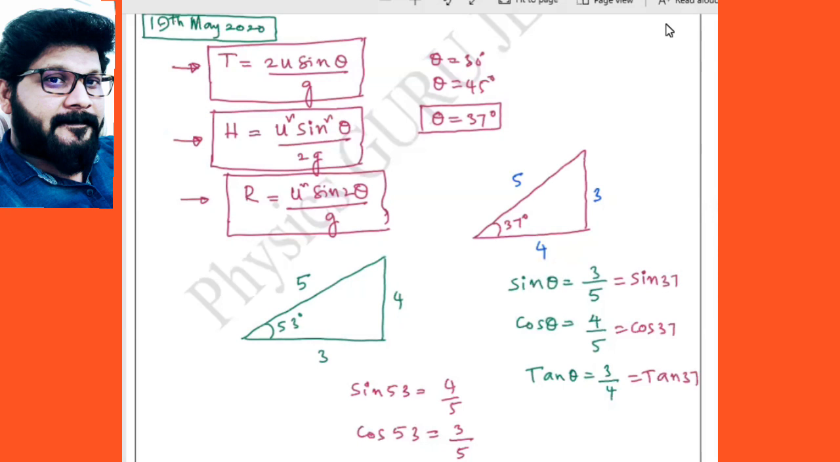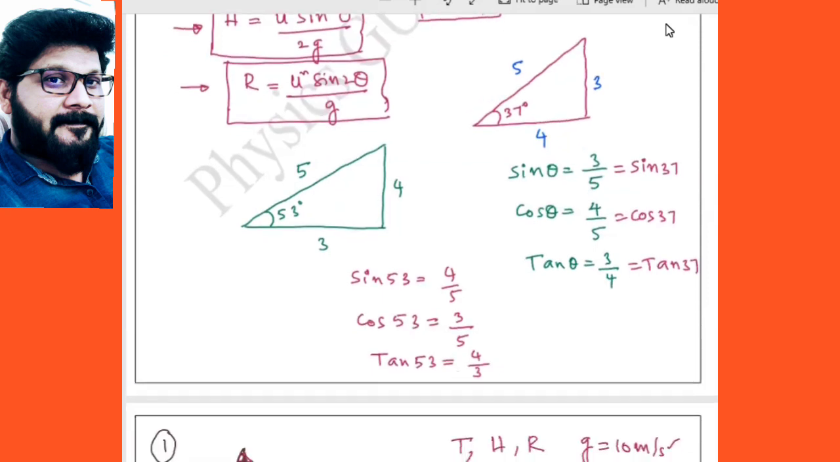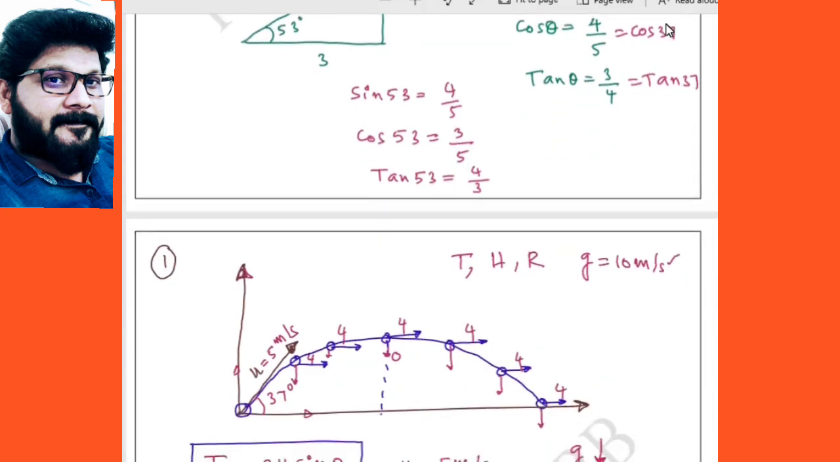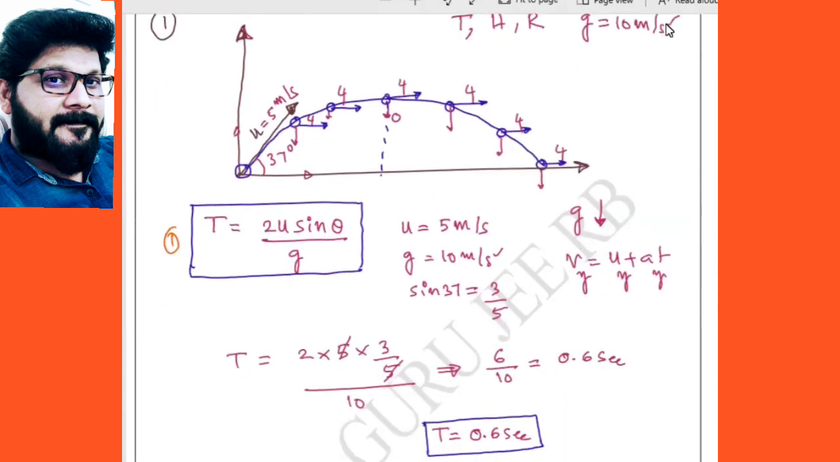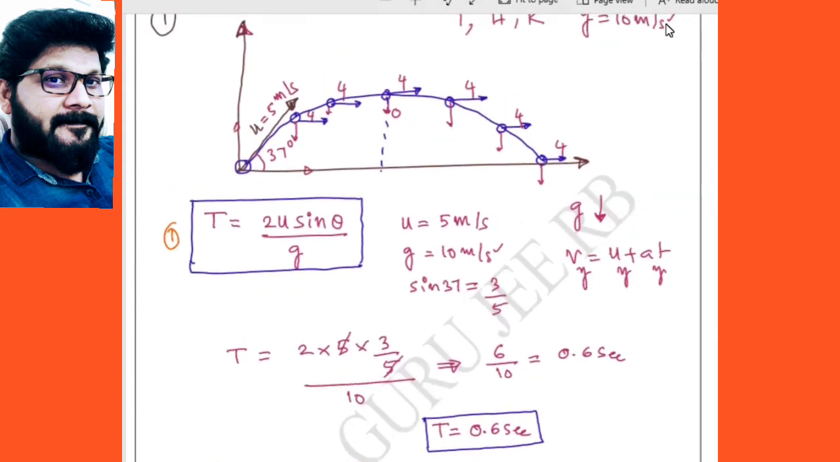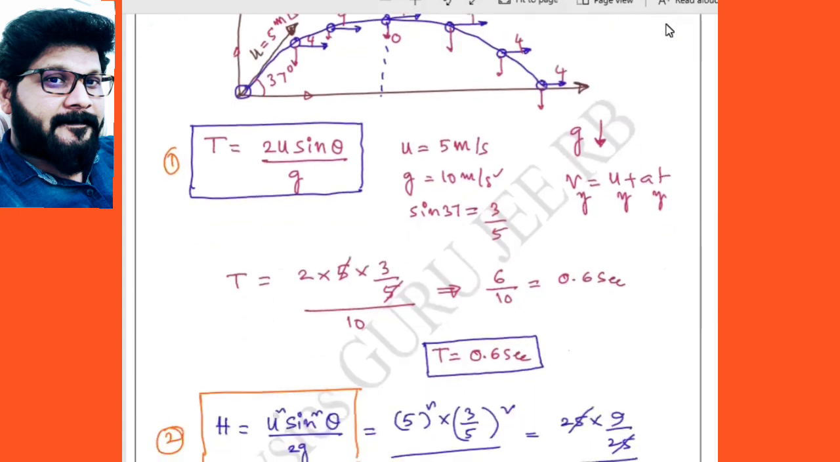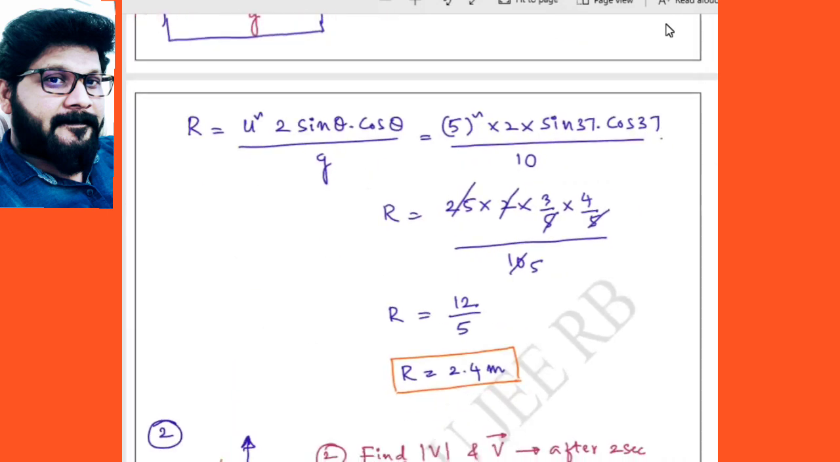So we discussed time of flight, maximum height, range, then how to find the values of sine 37, cos 37 and tan 37. At the same time, 53 degrees: sine 53, cos 53 and tan 53. Then we started some problems on it, right? A body is projected with velocity 5 meter per second, which makes an angle 37 degrees with horizontal. Then we calculated time of flight, maximum height, and range, right?